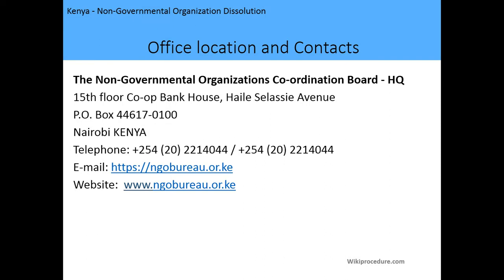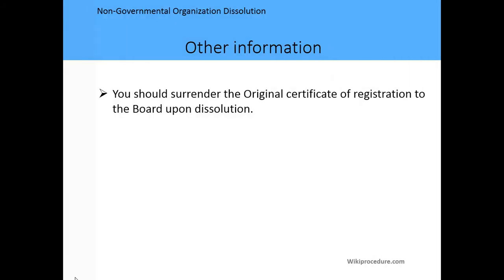And our office location and contact information is that the NGO Coordination Board headquarters are at Cooperative Bank House, Haile Selassie Avenue, Nairobi, Kenya, and you can visit the website at www.ngobureau.or.ke. The board also has regional offices, but we won't mention them here. But you can visit their website at www.ngobureau.or.ke or our wiki procedure page to get more information on how you can contact the regional office. Other information is that after you've made this application, you will be required by law to surrender the original certificate of registration to the board upon dissolution.